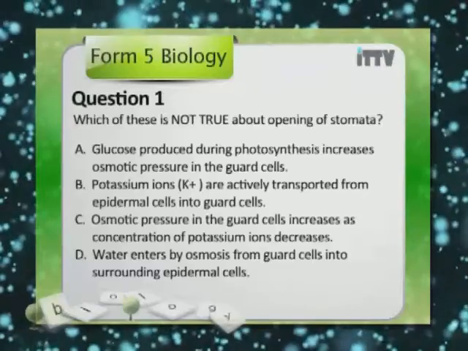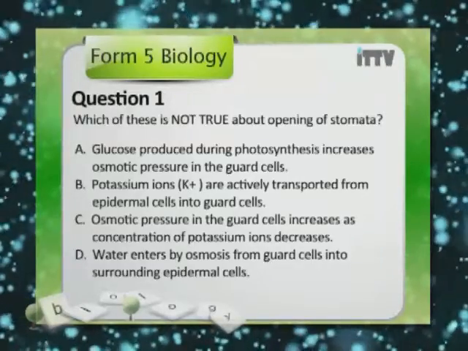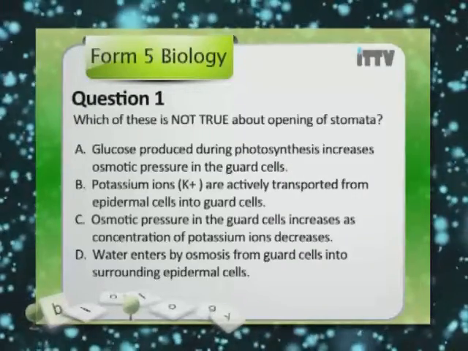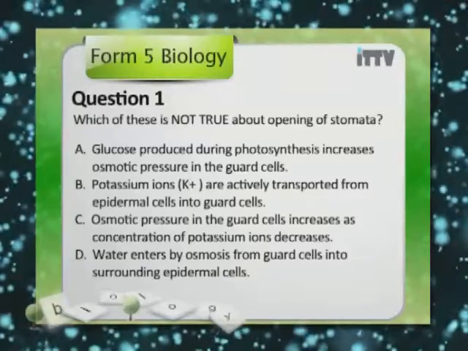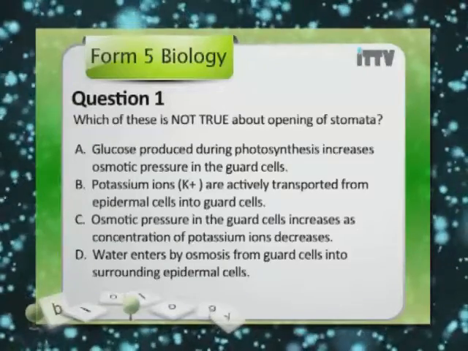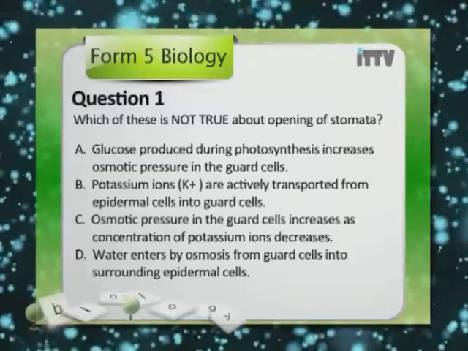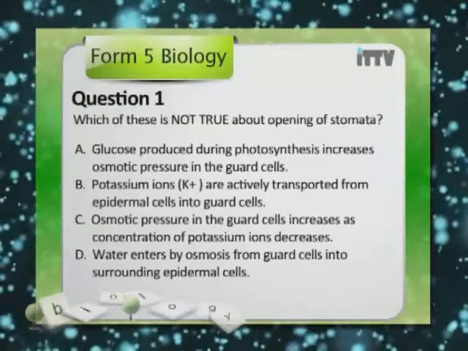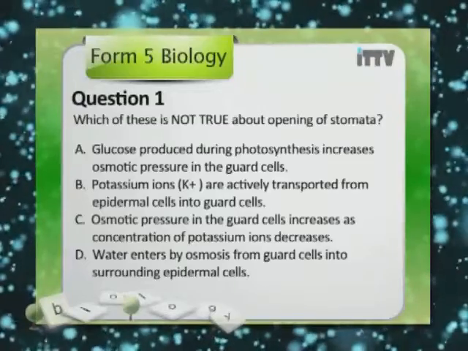Which of this is not true about the opening of stomata? A. Glucose produced during photosynthesis increases osmotic pressure in the gut cells. Option B. Potassium ions are actively transported from epidermal cells into gut cells. Option C. Osmotic pressure in the gut cells increases as concentration of potassium ions decrease, and water enters by osmosis from gut cells into surrounding epidermal cells.